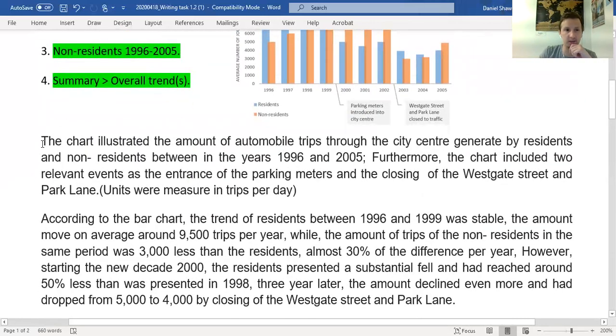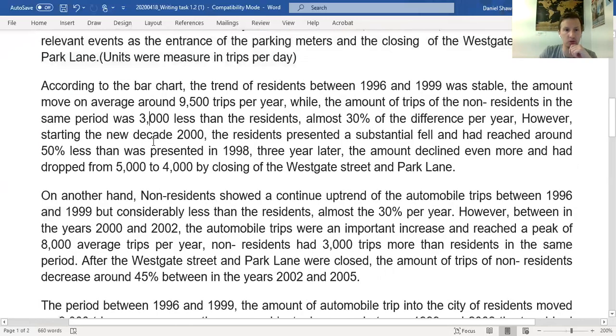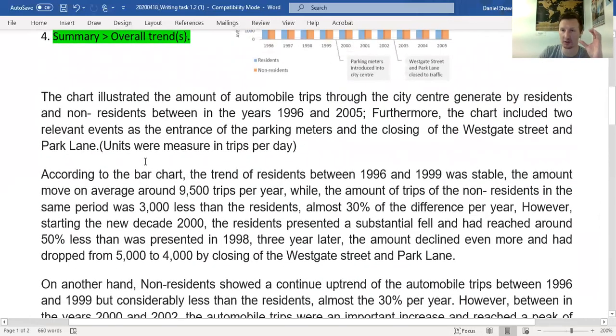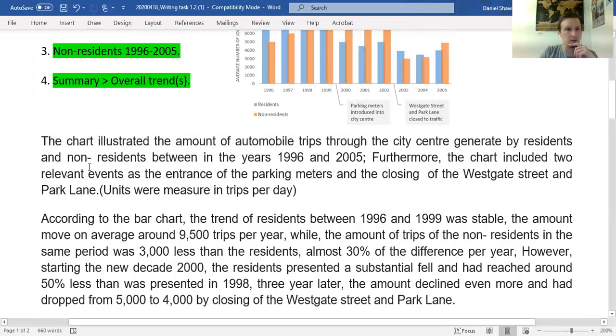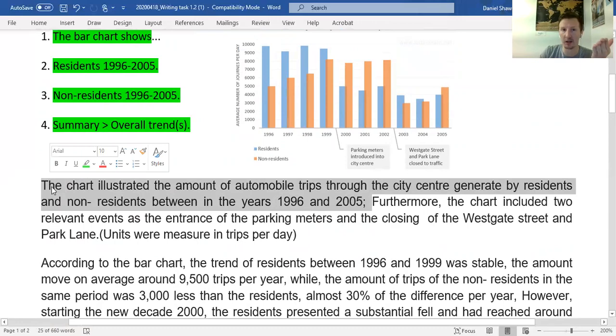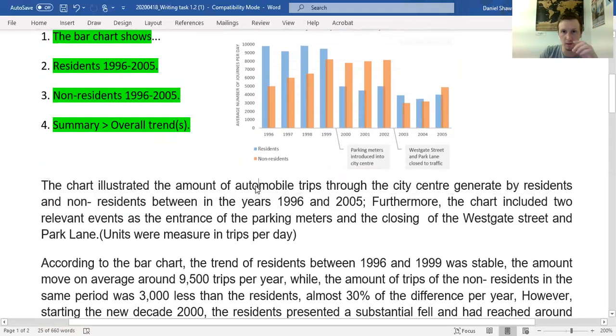So let's have a look first at the introduction paragraph. We have 1, 2, 3, 4 paragraphs for this task. So the structure is fine. We just need to bring it down and reduce it to a more manageable word count. So let's begin. The chart illustrated the amount of automobile trips through the city center generated by residents and non-residents between in the years 1996 and 2005. So the first thing we can do is paraphrase the task and put it into our own words. And you've tried to do this here, but we do need to try to simplify it a little more.